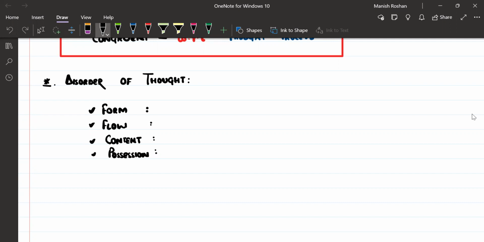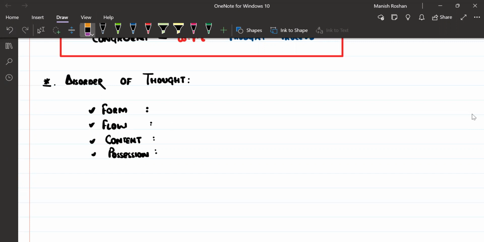What happens is that in various institutes, they follow different things. But what I have been taught, how to label psychopathology under these four headings, depends on how it has been described in Fish. That's the very standard textbook in which we can describe various psychopathology of disorder of thought under these four headings. For example, let's discuss flow. If we have to write under flow, what can we describe?